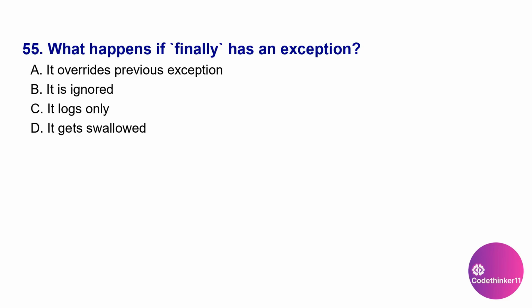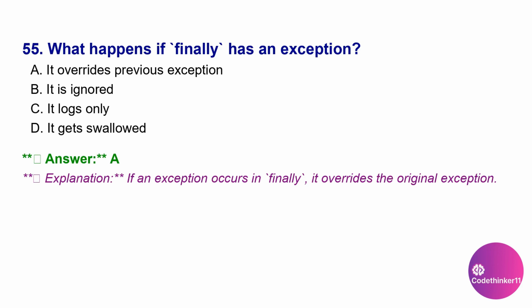Question 55. What happens if finally has an exception? Option A. It overrides previous exception. Option B. It is ignored. Option C. It logs only. Option D. It gets swallowed. The correct answer is option A. Explanation. If an exception occurs in finally, it overrides the original exception.